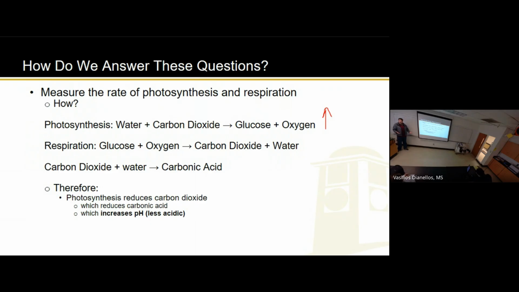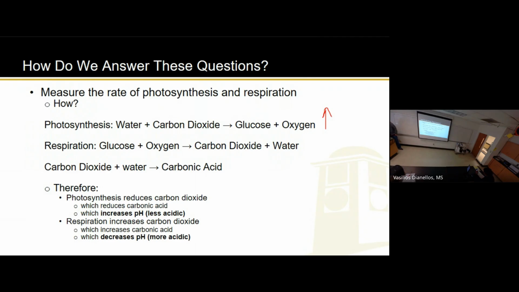Is everybody clear on that? I'm hoping that's pretty simple. And of course, the opposite would be true of respiration. Respiration, as we already mentioned earlier, like Noah basically told us, is going to be producing carbon dioxide, which is going to produce carbonic acid, which makes the pH go down.